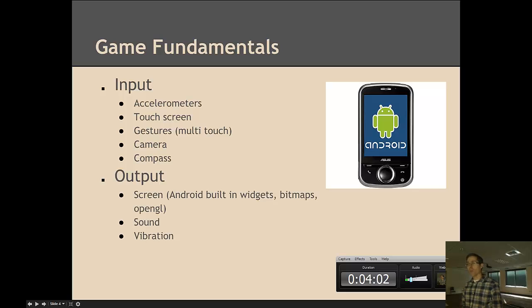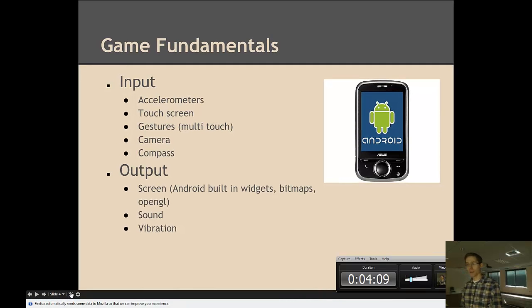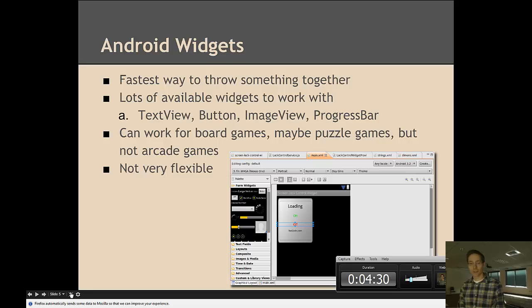Then you can think of what outputs you have on an Android device. The most obvious is the screen, and I'll delve into that a little bit more. Then we have sound and vibration as other outputs you can use. Sound can be useful. Vibration you want to be careful with. Some people don't like it. I in particular don't like when it shakes for different things. But that is available for you to use.